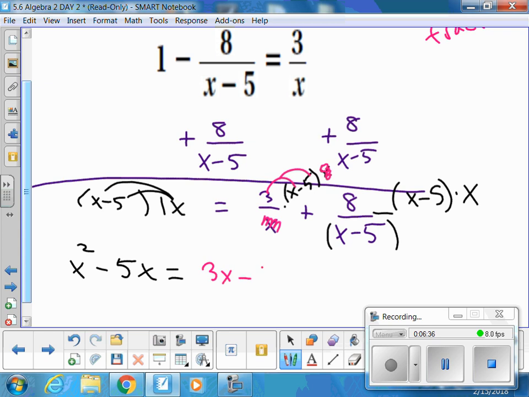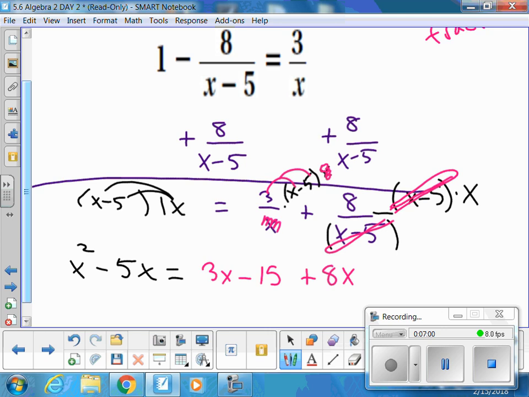3x minus 15. Okay. Our goal is clearing fractions. Will this accomplish our goal for us? Sure will. This x minus 5 will cancel with this x minus 5. And what will be left? A plus 8x, because this x and the 8 will multiply.